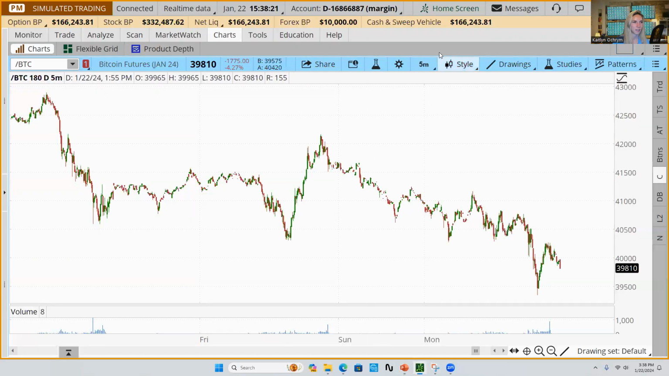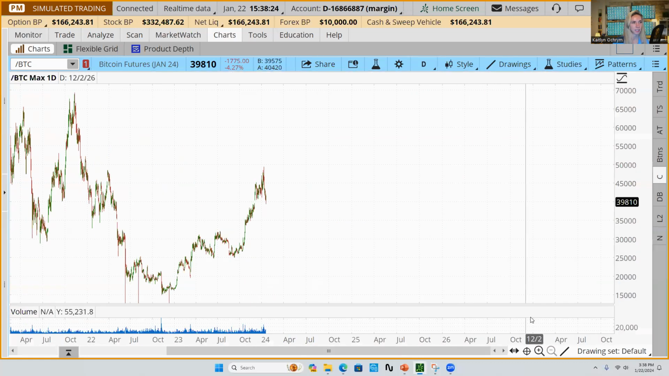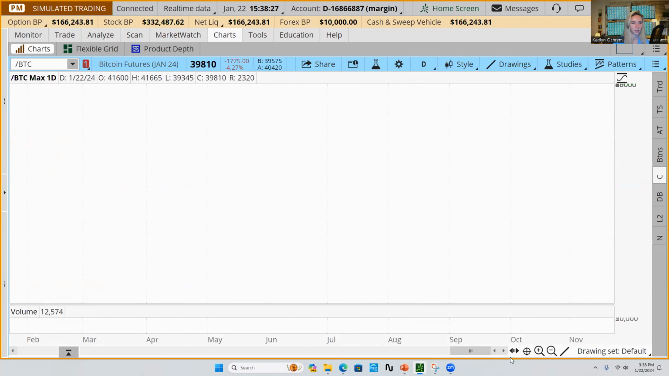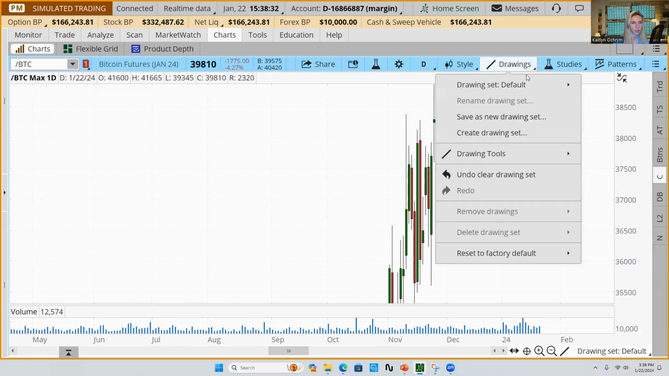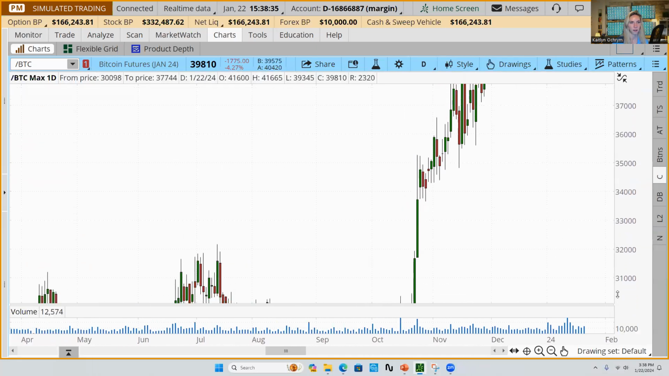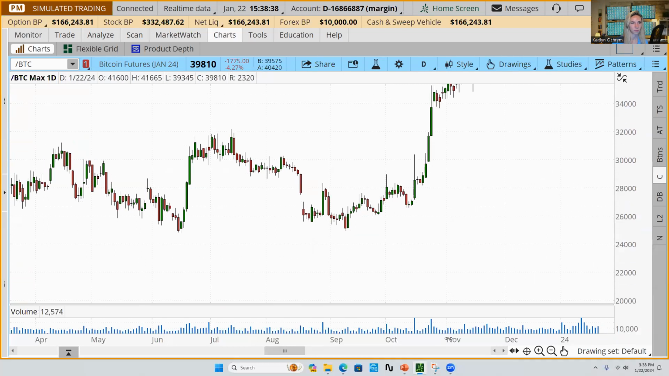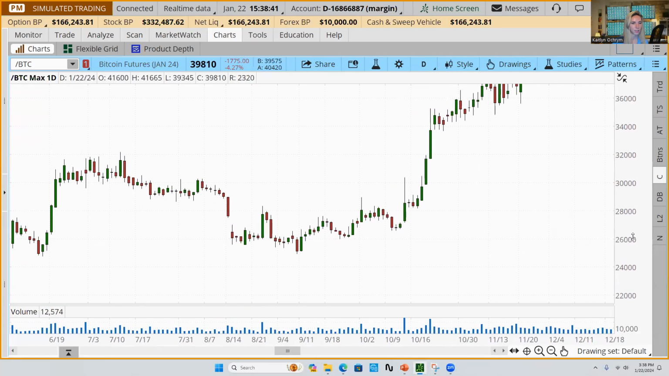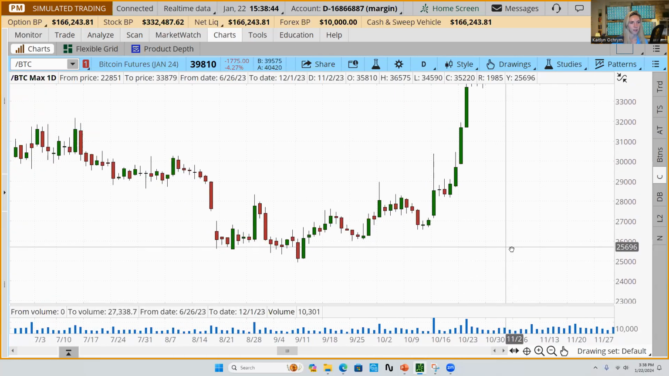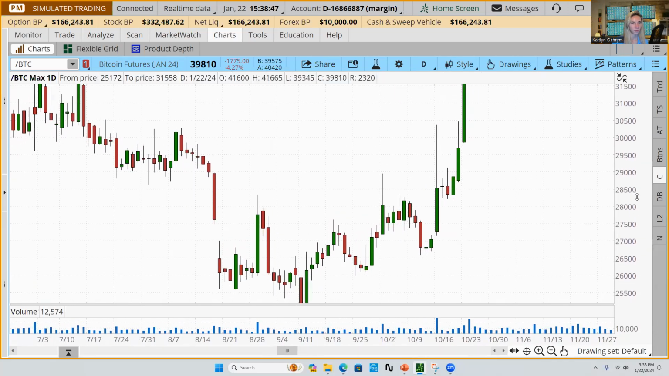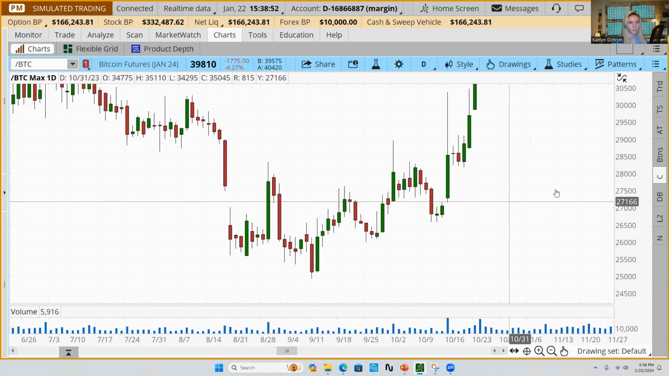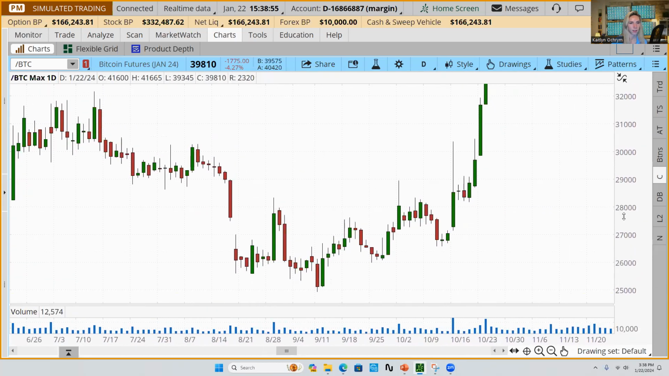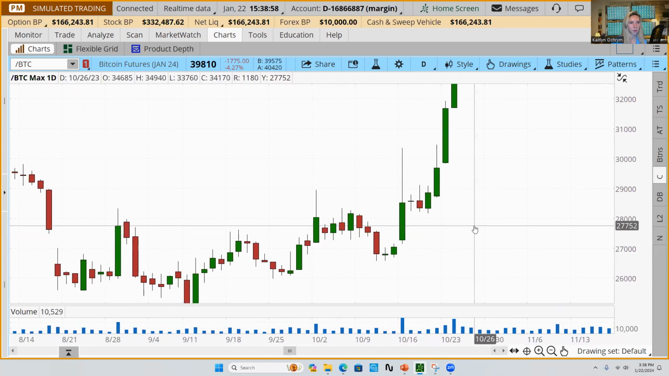Let me see if I can find that on a daily chart. Just going to zoom in. Let's see. Alrighty. Let me find a good one. This one's good here. So sticking with Bitcoin, we have a red candle followed by a green candle here.